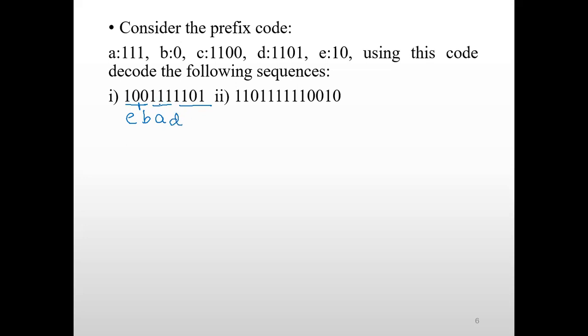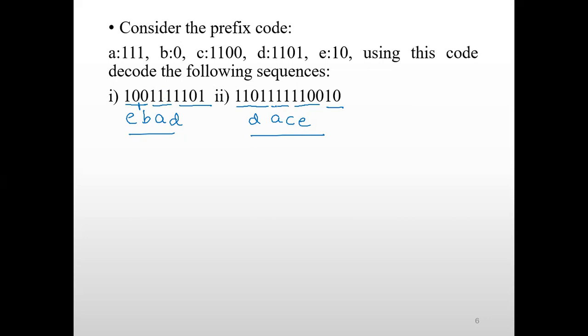So the equivalent decoded format for the first sequence is EBAD. In the second one, we have 1101, which is directly replaced with D, because we don't have any prefix as 11 or 110, hence we considered 4 digits. Next we have 111, which is replaced with A, and 1100 is replaced with C, and finally we are left with 10, which is replaced with E. So these two are the decoded formats for the given two sequences.